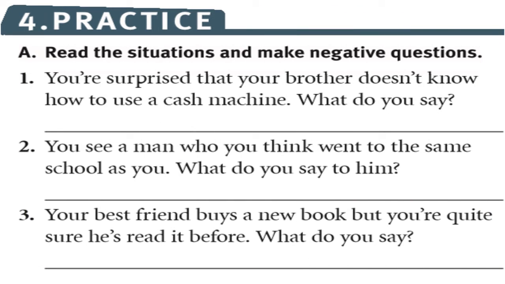A. Read the situations and make negative questions. 1. You're surprised that your brother doesn't know how to use a cash machine. What do you say? The correct answer is, don't you know how to use a cash machine? 2. You see a man who you think went to the same school as you. What do you say to him? The correct answer is, didn't we go to the same school?